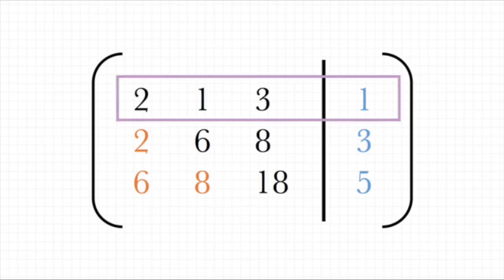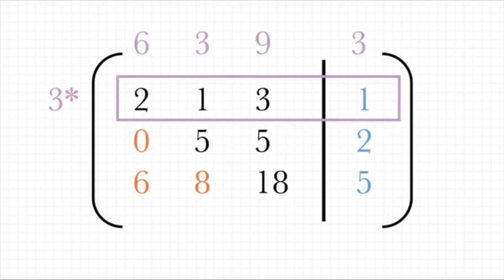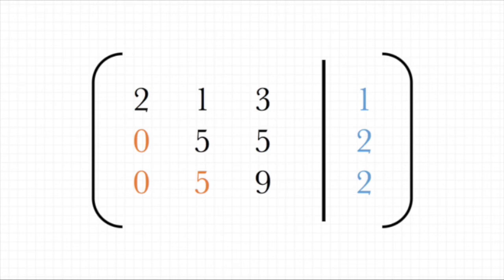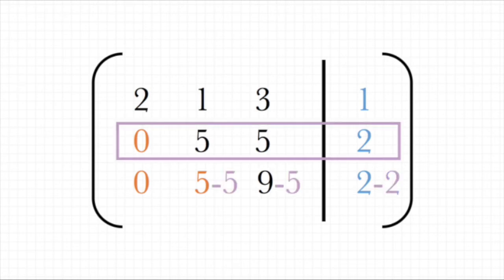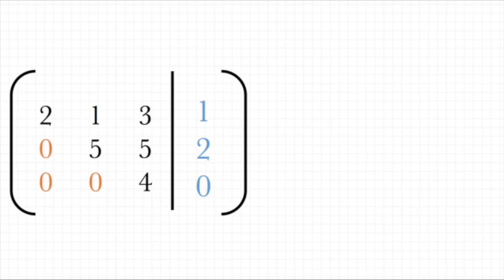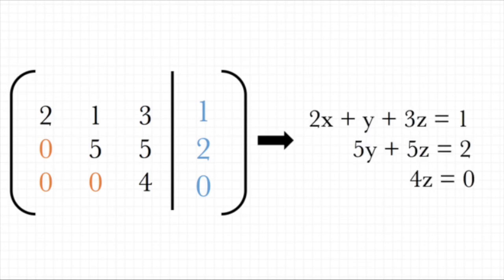First, we can subtract the corresponding values of the first row from the second row. Next, we can multiply the values of the first row by 3 and subtract them from their corresponding values in the third row. Lastly, we can subtract the corresponding values of the second row from the third row. Now that all the values that we need to be 0 are currently 0, we can turn the matrix into a system of linear equations that is much easier to solve.